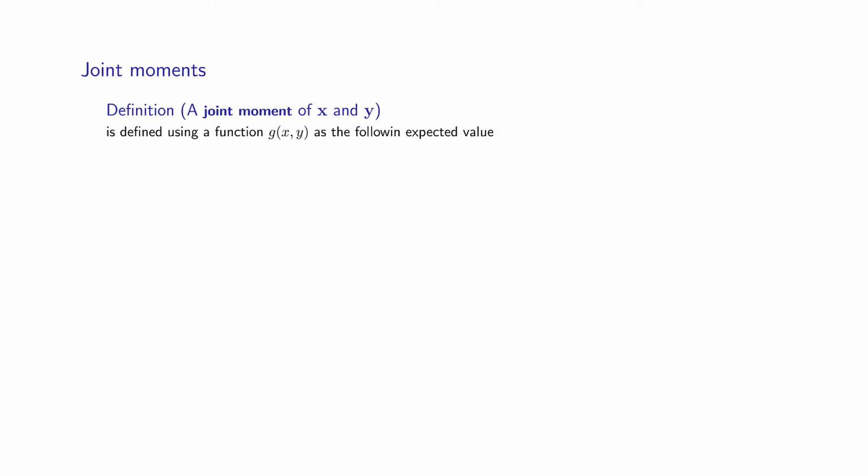So joint moment is basically defined using a function as the following expected value. Because we have many different possible functions, you could define various possible joint moments. The expected value of this function is a summation or integral over all possible values that x and y can take. So here this means integral over x from minus infinity to plus infinity, and integral from minus infinity to plus infinity of, let's say the outer integral is y and the inner integral is x.